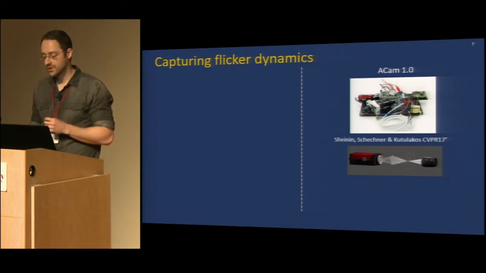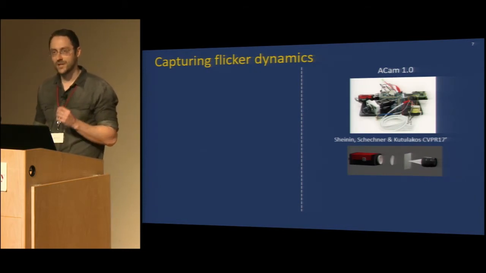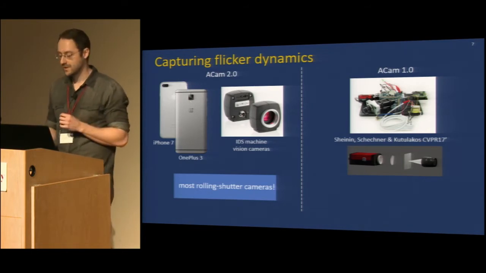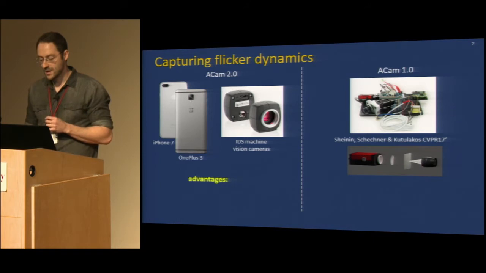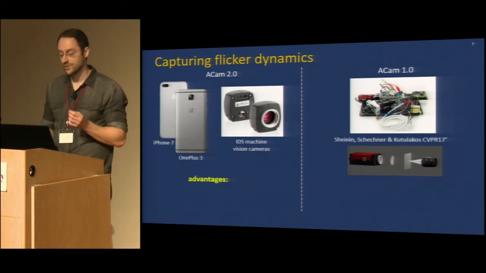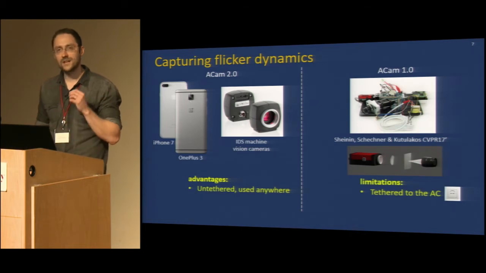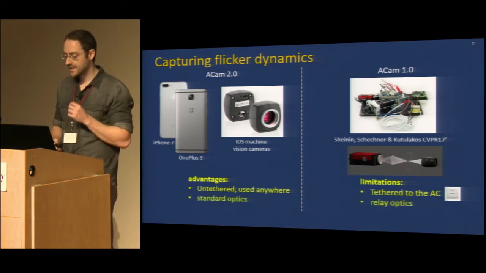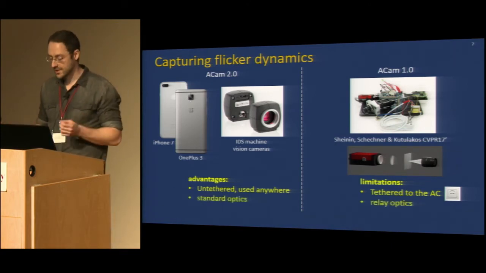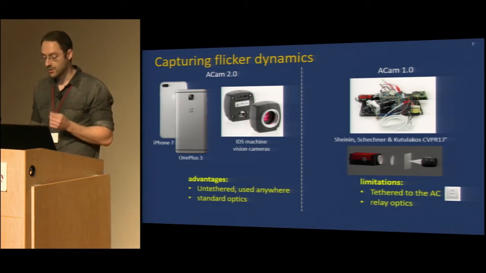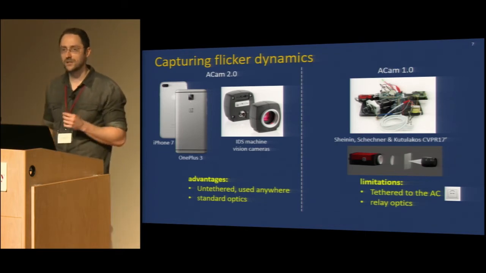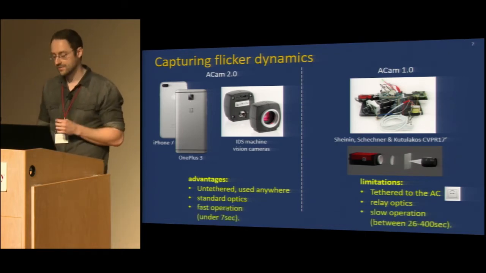So, in our previous work, we captured scene flicker using a coded exposure camera that we call the A-cam. In this work, we show that scene flicker can be reliably sensed using almost any off-the-shelf camera having a rolling shutter sensor. Our new A-cam has the following advantages over the old one. First, it is untethered to the AC and thus can be used anywhere, not only near an outlet. Secondly, it can accept any optics because it's just a camera, unlike the complicated relay optics of the old A-cam, which limited its image quality and light gathering capacity. These two factors make the new A-cam much faster.